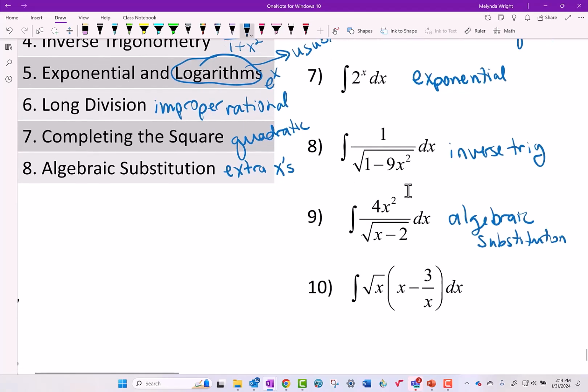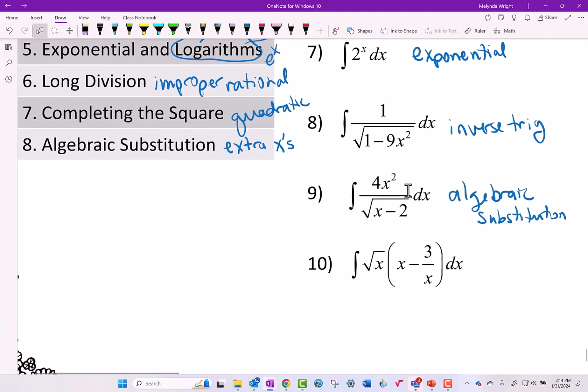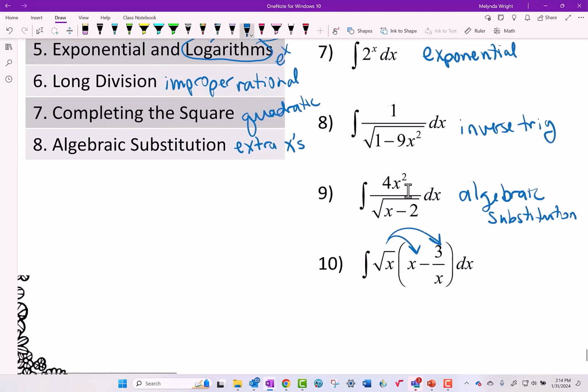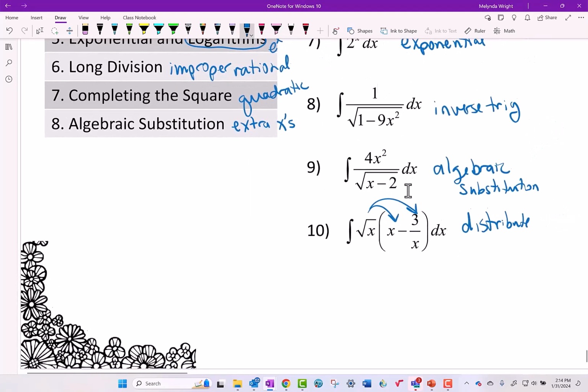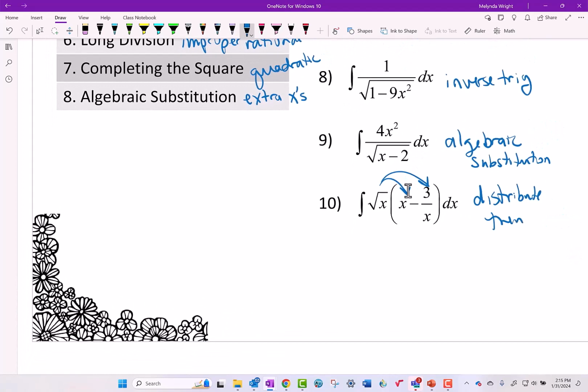What would we do on number 10? Well, first we would distribute, right? We would distribute, and then what would we do after we distribute? Power rule, absolutely. Distribute, then power rule. Very good. All right.